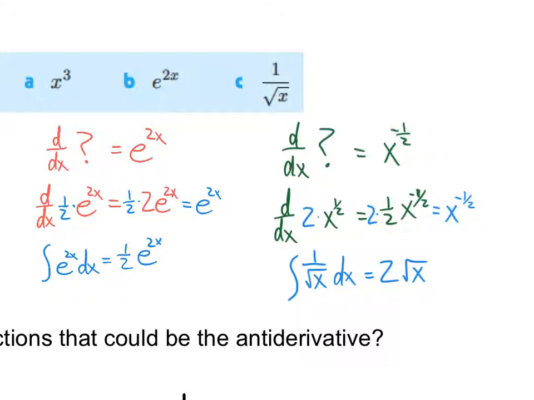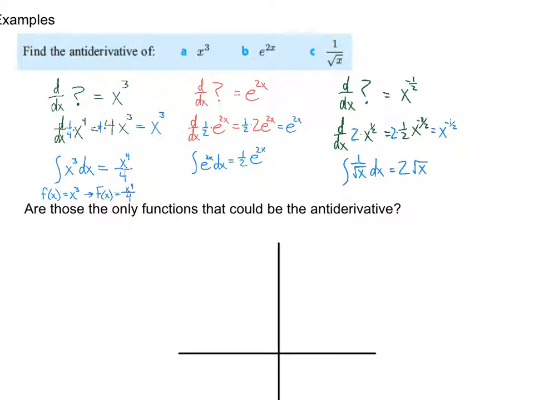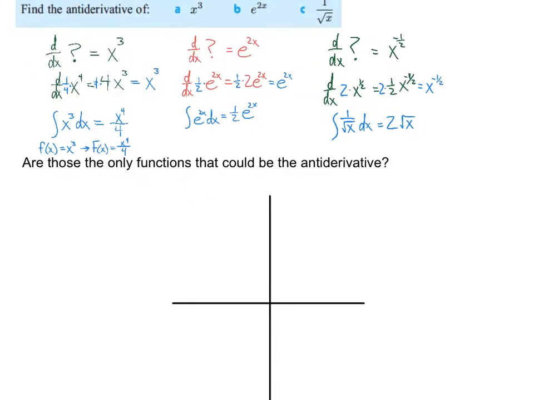Now, here's the one question though: are those the only functions that could be the antiderivative? You could also do plus c. This is why these are not exactly inverse ideas or inverse operations. This would be a constant, because the derivative of a constant is 0. So let's think about our x to the 4th over 4. That's kind of an easy one.